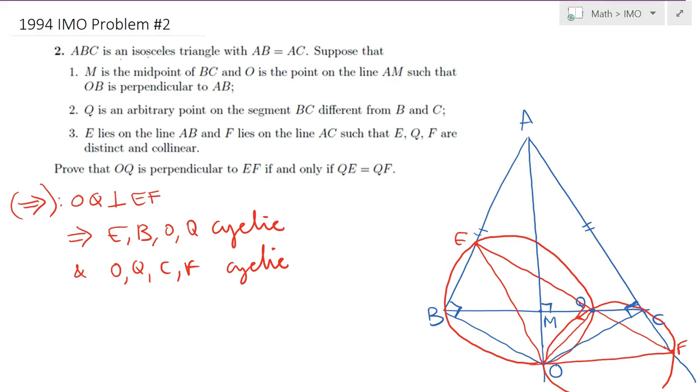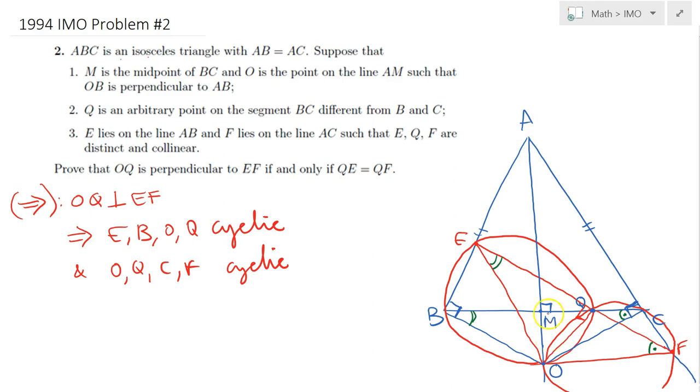Now we are ready to do some angle chasing. Let's quickly chase some angles here. Notice that this angle here is equal to this angle because they both subtend the arc OQ on the first circle. In a similar way, this angle here is equal to that angle because on the second circle, they also subtend the arc OQ.